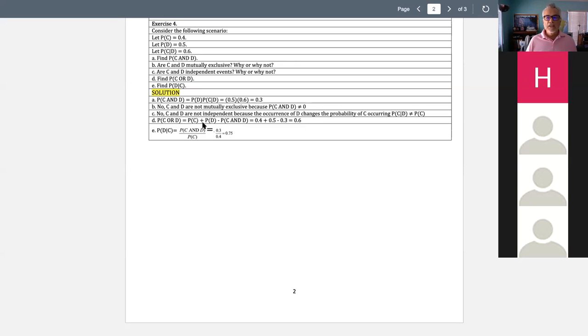So we have all of these different parts here from the scenario and what we calculated in part A. So the probability of C is 0.4, the probability of D is 0.5, and we calculated the probability of their intersection to be 0.3, and when we apply the rule, we get 0.4 plus 0.5 minus 0.3, and that gives us 0.6.